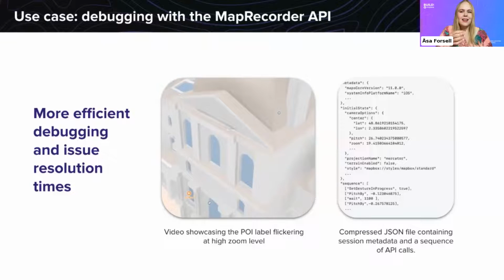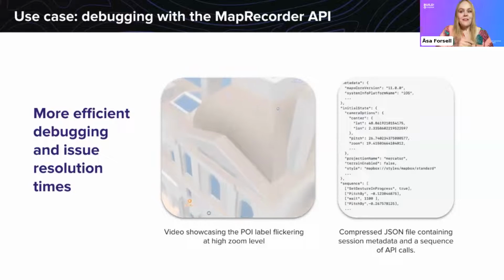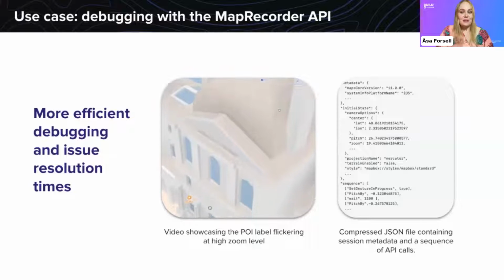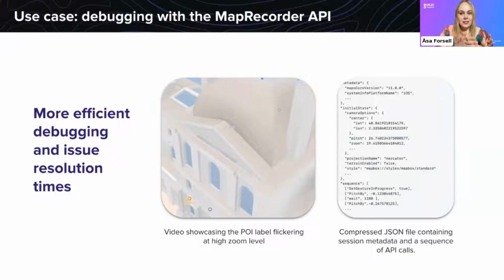And quite often, the reproduction of bugs is rather difficult and very time-consuming, as the issue might only reproduce in a very specific environment. For example, the latitude and longitude has to be exact. The style has to be a specific style.